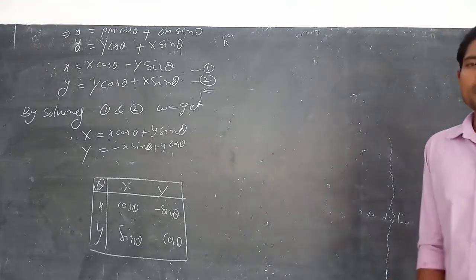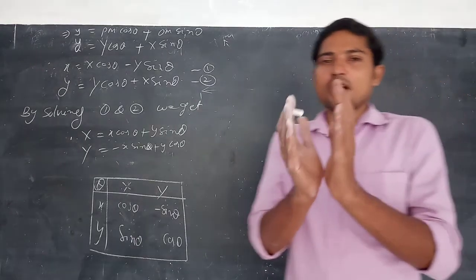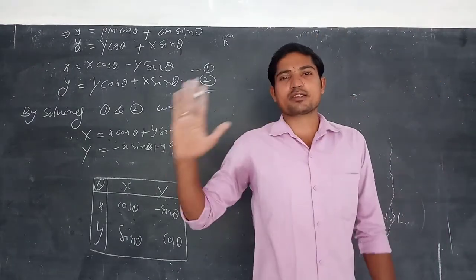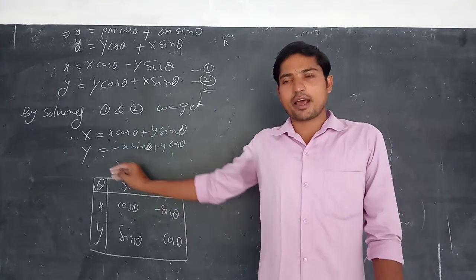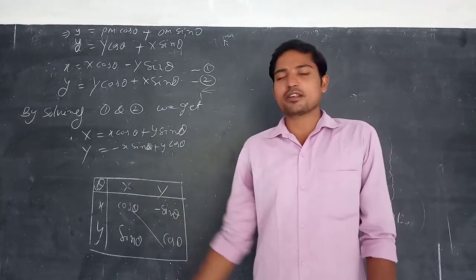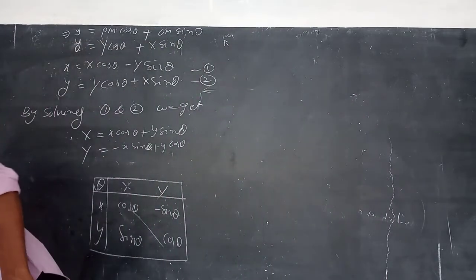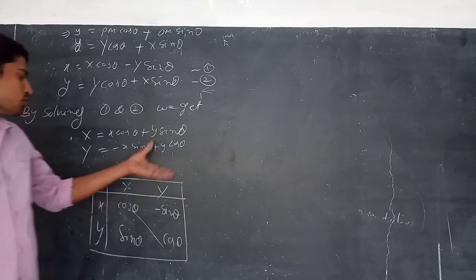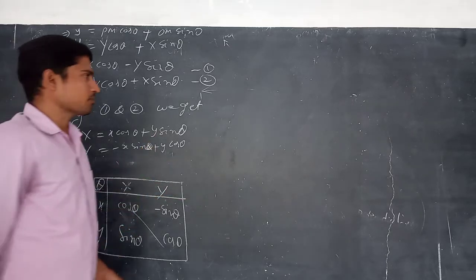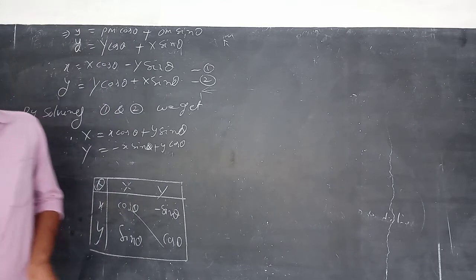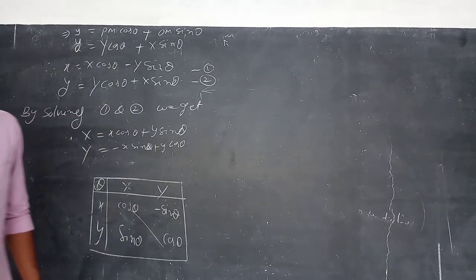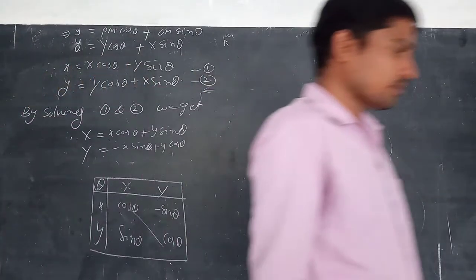So the easy to remember method: theta, small x, small y, capital X, capital Y, cos theta diagonally, and minus sin theta in the other diagonal. So these are the things to remember, very easy, right? Next, let's do the problems on this.